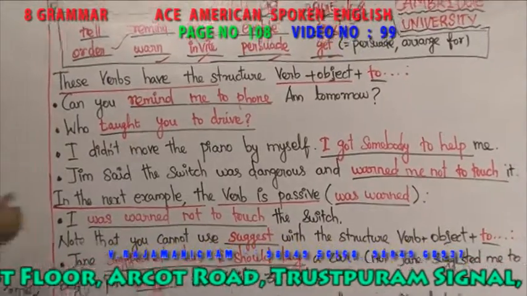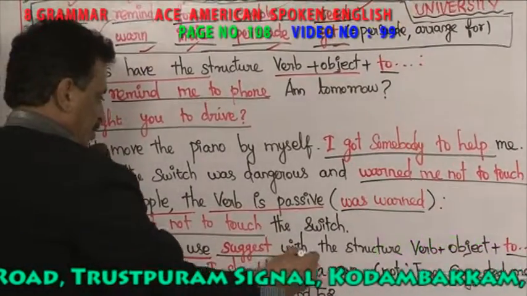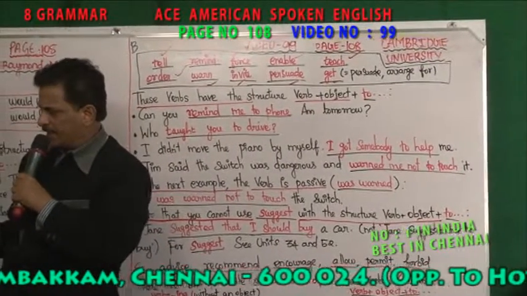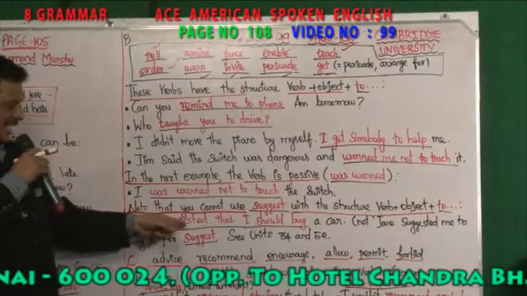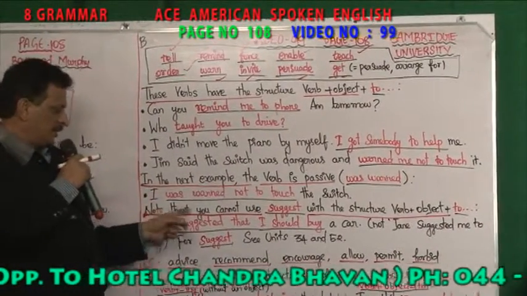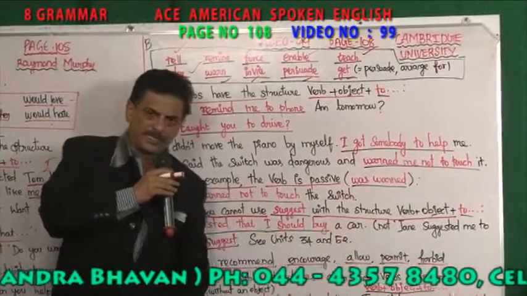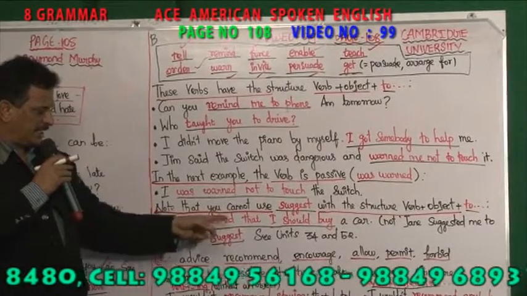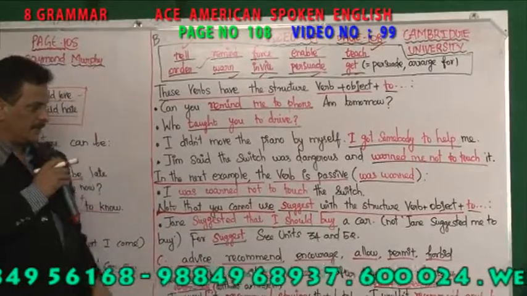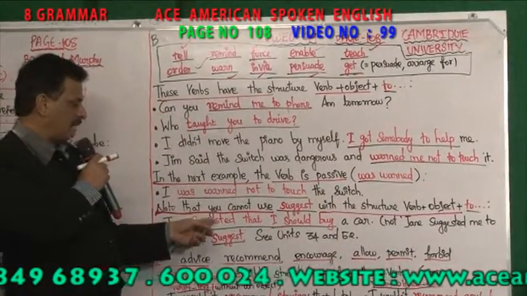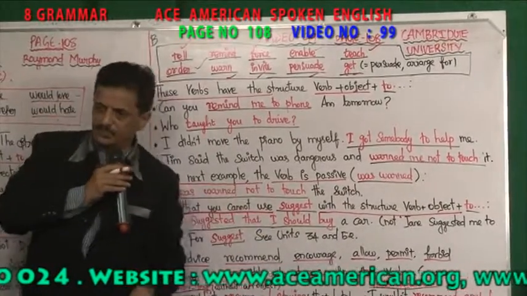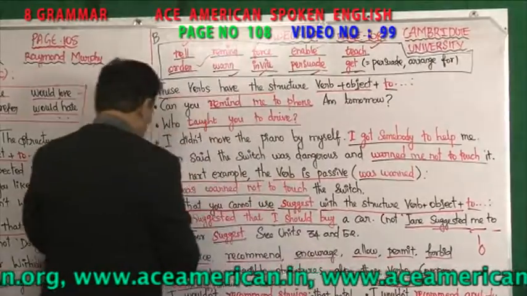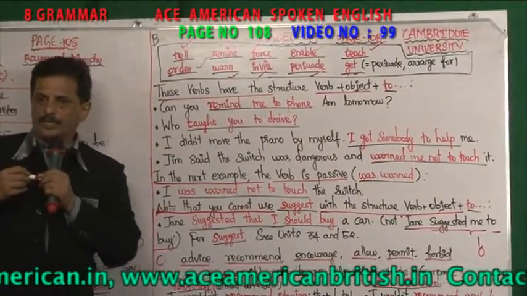Note that you cannot use such a structure with suggest: verb plus object plus "to". Suggest means what? You're telling, recommending somebody to do something, it is called suggest. Jane suggested. Note that you cannot use suggest with the structure verb plus object plus "to" plus present tense verb. Object doesn't come. Jane suggested, you don't use "me": Jane suggested that I should buy a car. Not Jane suggested me to buy a car. After suggested, you are not using an object or "to" plus present tense verb. Very important. You are not supposed to say Jane suggested me. This is an object. "To buy" is wrong. After suggested, you are not getting an object or "to" plus present tense verb.